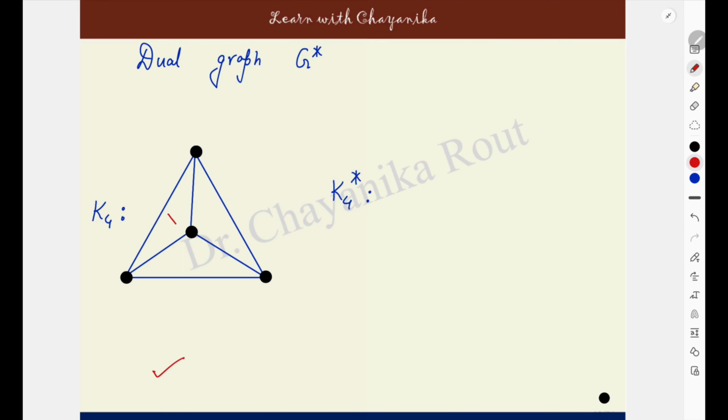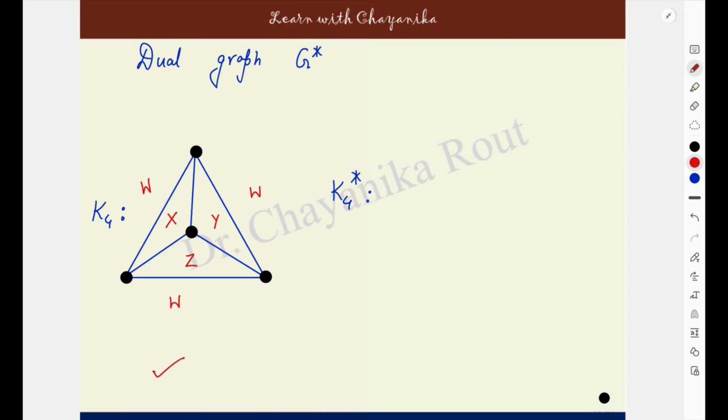See, this is a face X, this is a face Y, face Z, and of course the face that is outside. Let us name it W. So we are having 4 faces in K4, X, Y, Z and W. For your convenience, you may write W all the way outside around, because you have to understand that the outside region entirely is the face W.